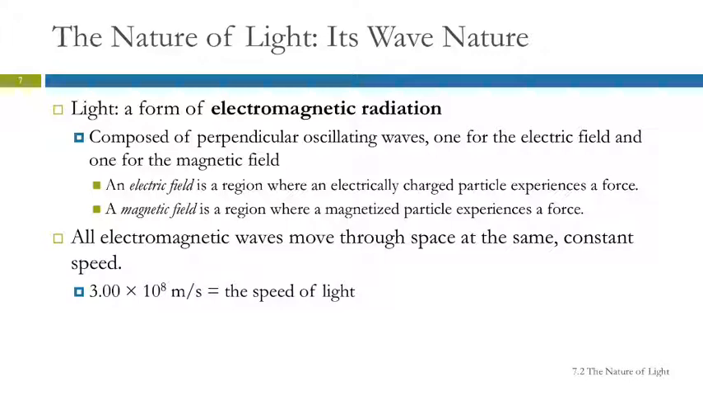So electromagnetic radiation moves through space, all forms of it, at the same speed. We call it the speed of light because it's the speed at which light moves. Okay? And that speed is 3 times 10 to the 8th meters per second.